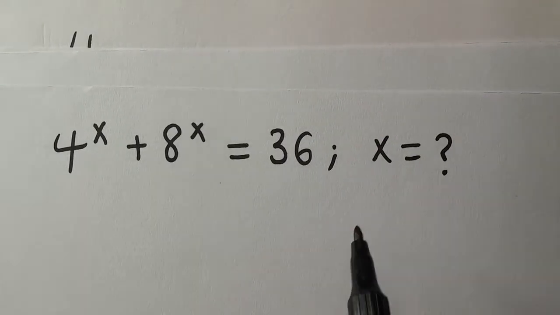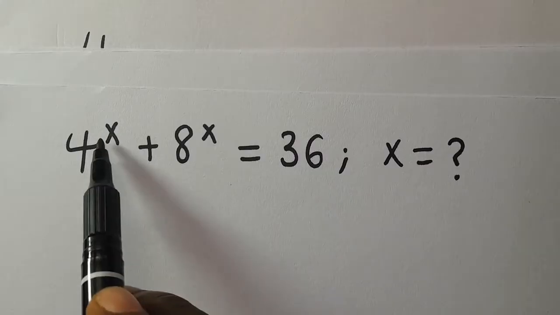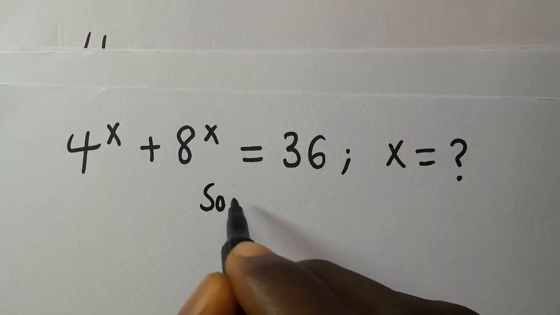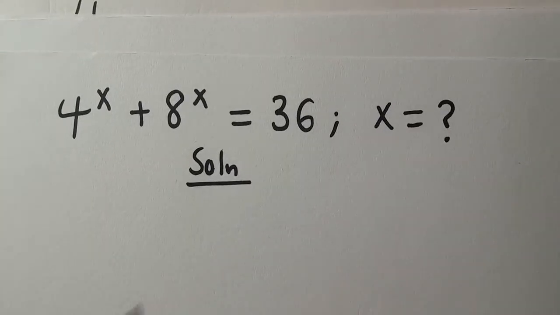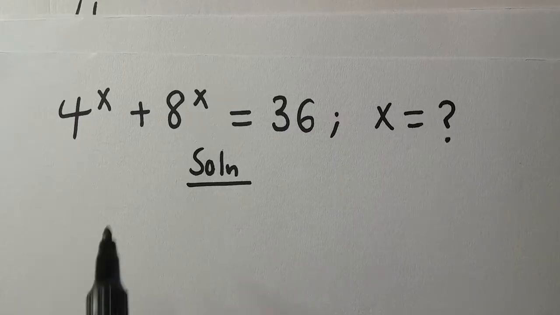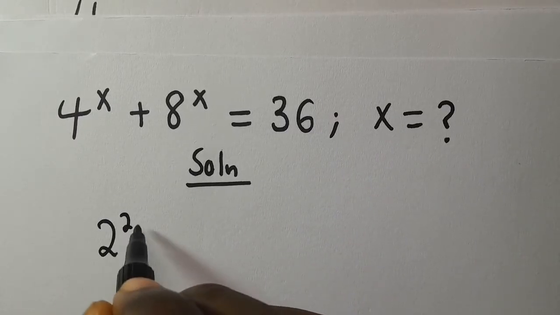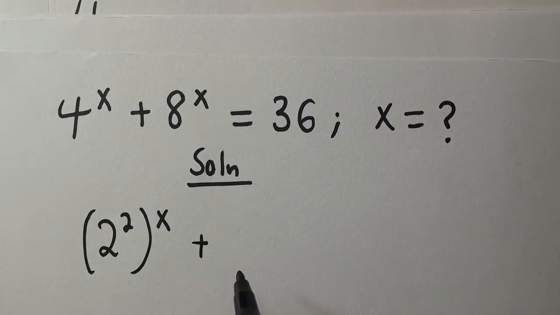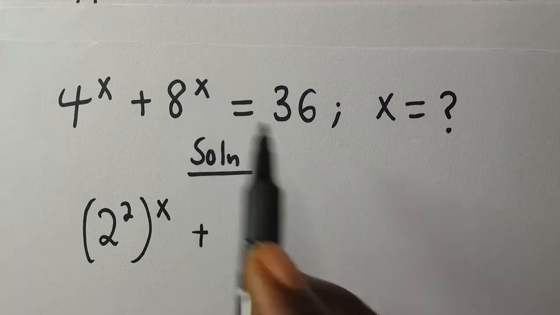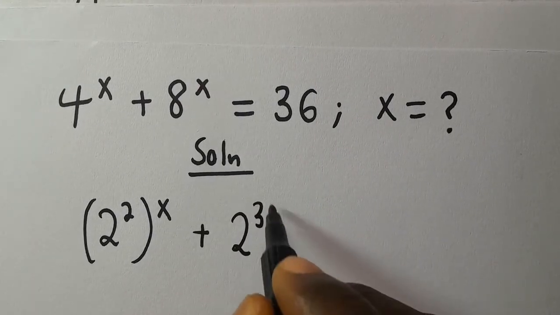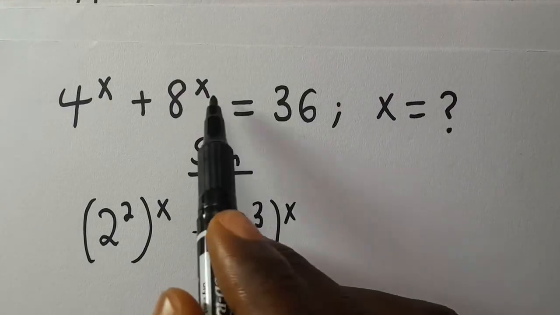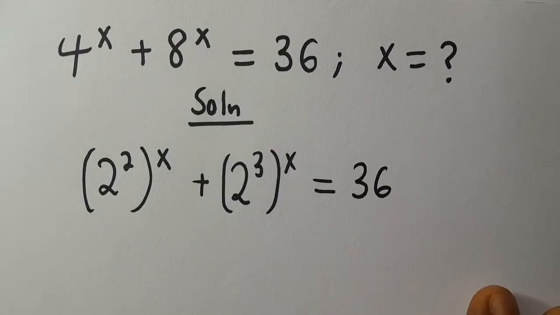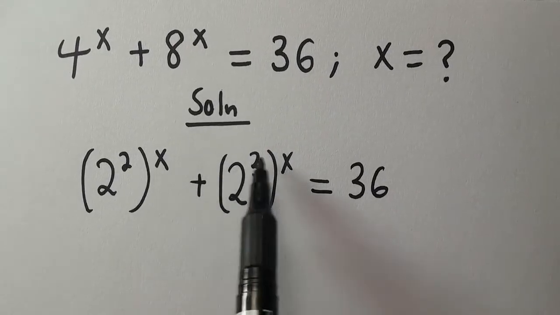Today we want to find the value of x, given that 4 to the power of x plus 8 to the power of x equals 36. Now, let's write 4 in base 2 as 2 to the power of 2, all to the power of x, plus let's also write 8 in base 2 as 2 to the power of 3, all in brackets to the power of x. Then we let everything equal 36.